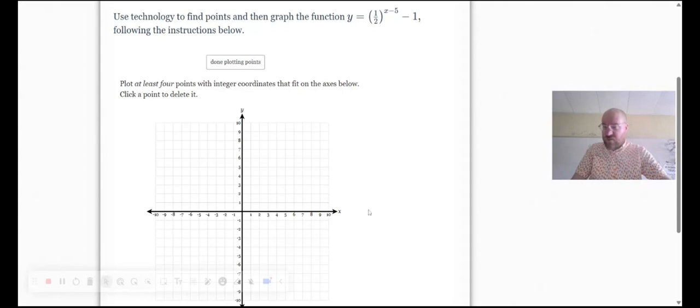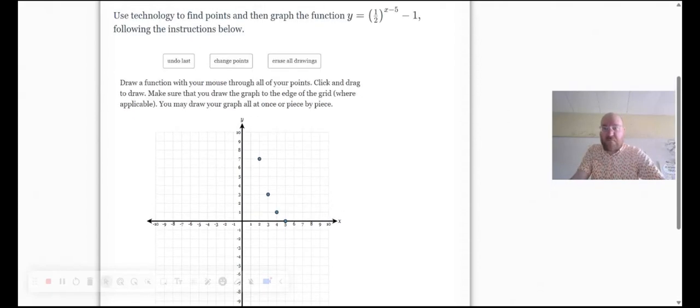Like for instance, 2, 7. So I want to make 2, 7. 3, 3. Make 3, 3. 4, 1. 5, 0. And let's see if we can find any more integers. Nope. After that, oh, there we go. Negative 16, 1. Now, that's not actually negative 1. If I hover over it, I'll see that it's 0.99995. So it says plot at least 4 points. I've plotted 4 points. That should be enough.